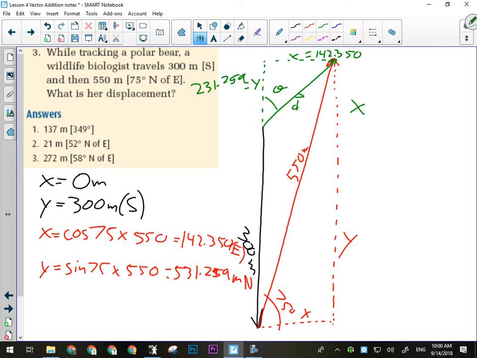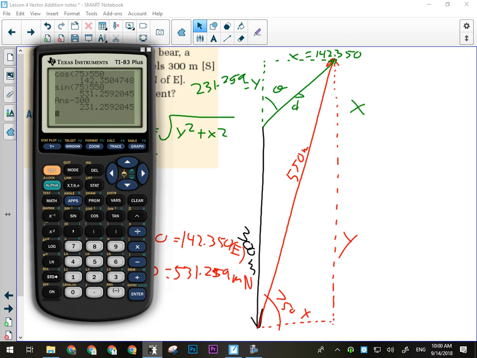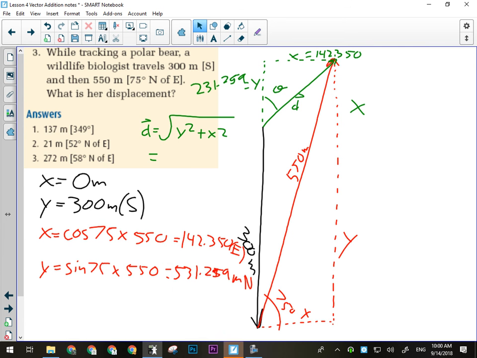All right. Now that we have those, now we can use Pythagorean theorem to get our overall displacement. So that'll be square root of, we'll just say y squared plus x squared. So we got our answer squared plus 142.350 squared. So our overall displacement is going to be 271.559 meters.